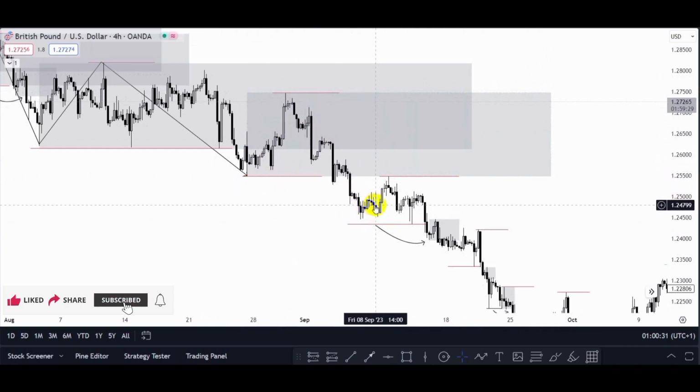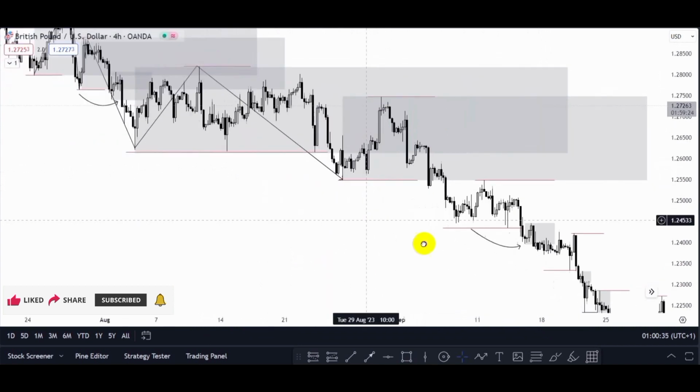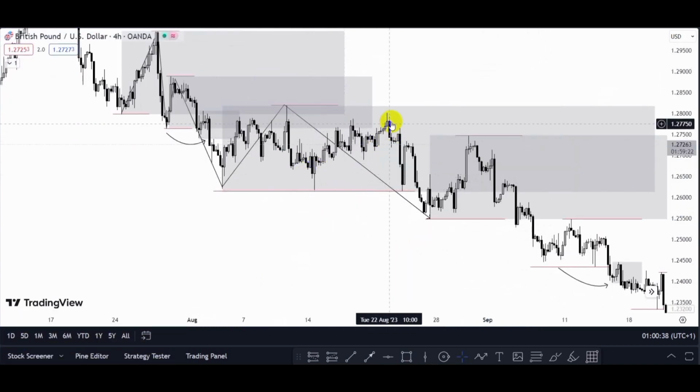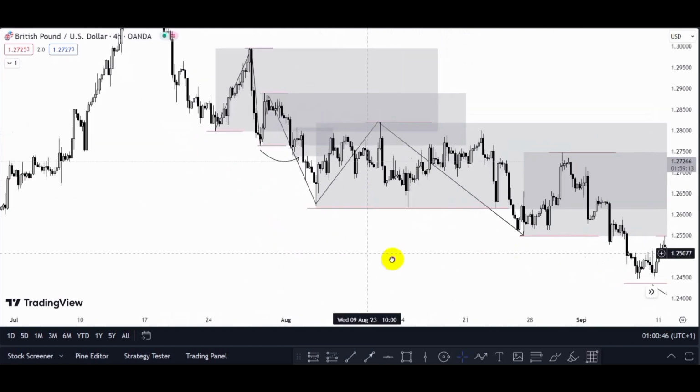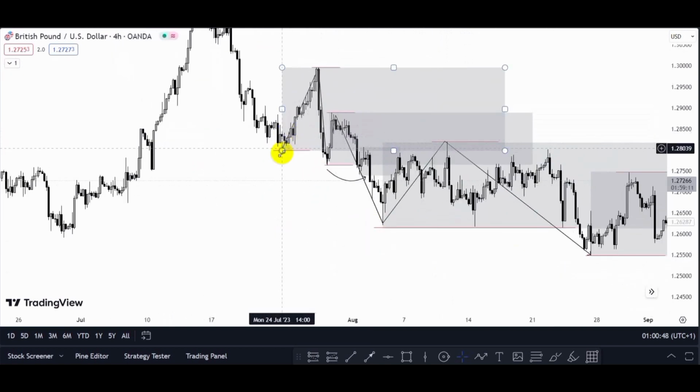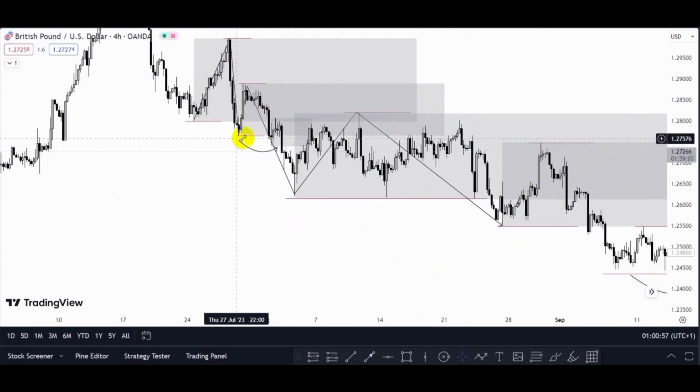Now you can see price return to mitigate the IOF. You can also see when price took out the sell side liquidity here, price returned into the institutional order flow to mitigate it, and then we have further push to the downside. You can see also in this scenario here, price took out the sell side liquidity, and then we have price return to mitigate the IOF. Price took out the sell side liquidity, and then we have price push to the upside to mitigate the IOF.